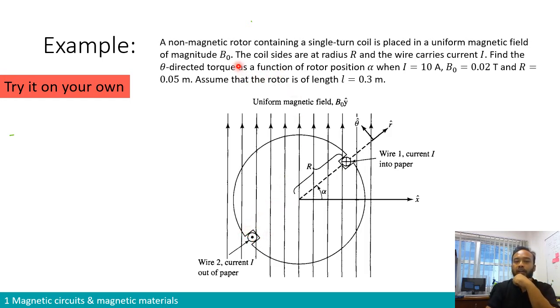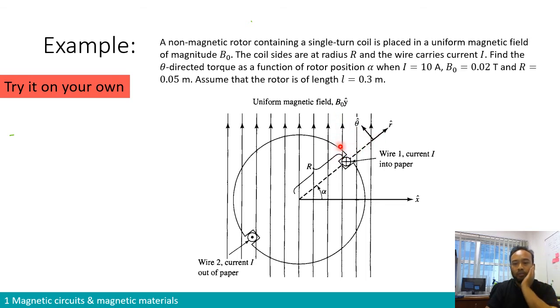So what else do we have? The coil sides are at the radius r. The coil sides on the rotor are at distance r from the center, and the wire carries a current of amplitude I. The question asks: find the theta directed torque. Theta directed means the torque that follows the direction of theta.